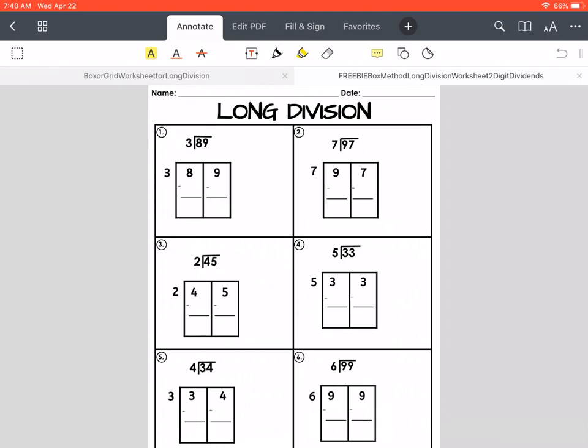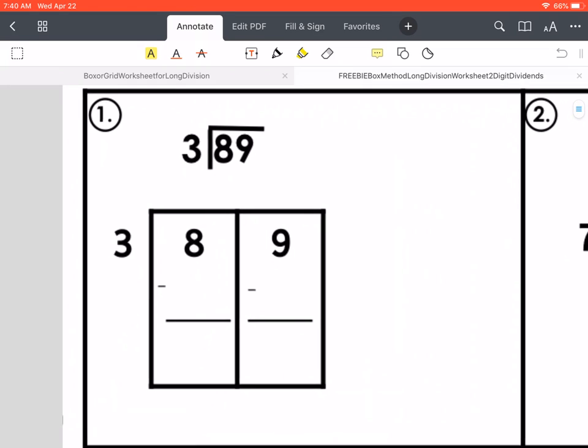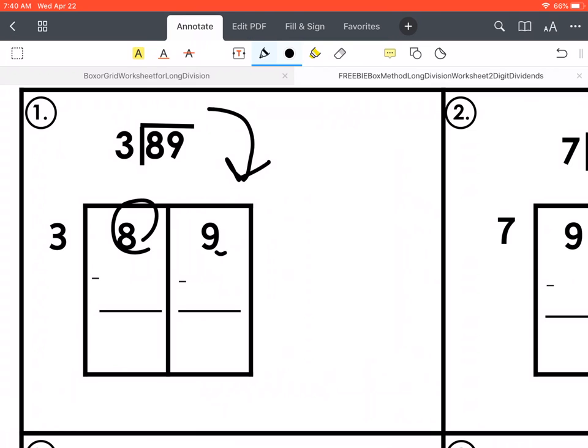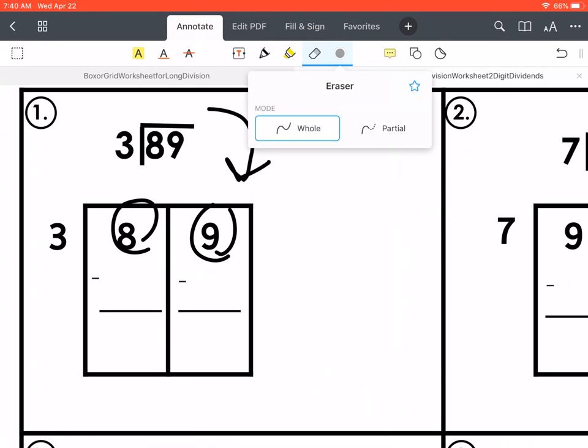This is page 13, so let's do number 1 together. We have 89 divided by 3. And as you can see down below, they have already made the boxes and filled in the information for you. There is a bigger box split into 2 pieces, and they put an 8 and a 9 in those boxes. The divided by 3 is still going on the outside, just like you would with multiplication.